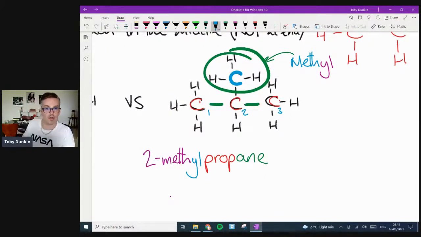Jack, good effort. Now you recognize that you need to add in the Y-L to say branch. Otherwise, they're not knowing it's a branch. It could be a separate chain. So this is methylpropane, because Y-L means branch. Otherwise, it doesn't flow very well, Jack. That's why they did it.